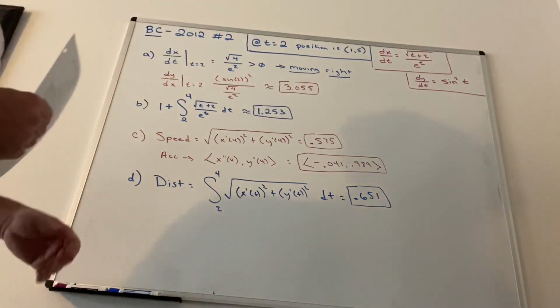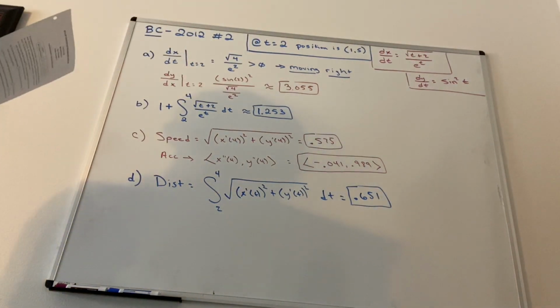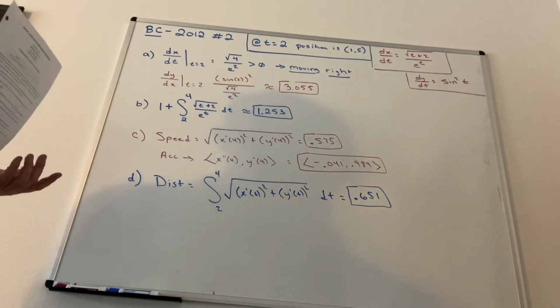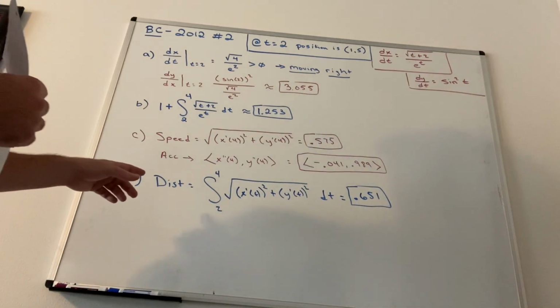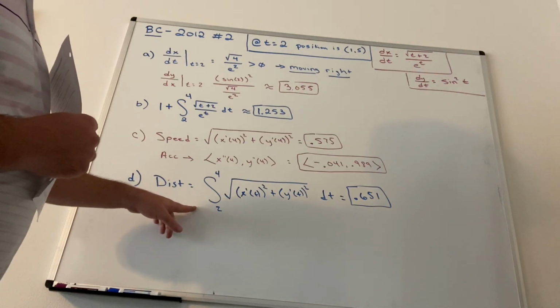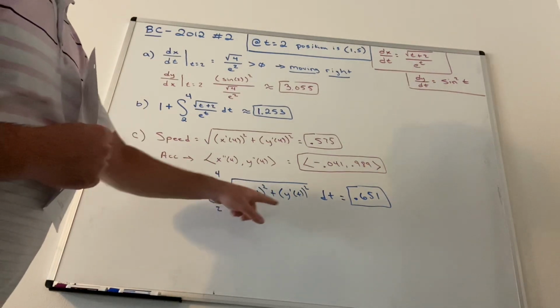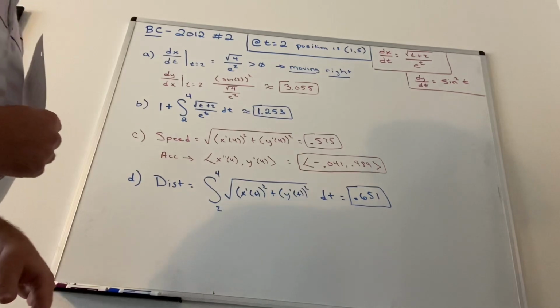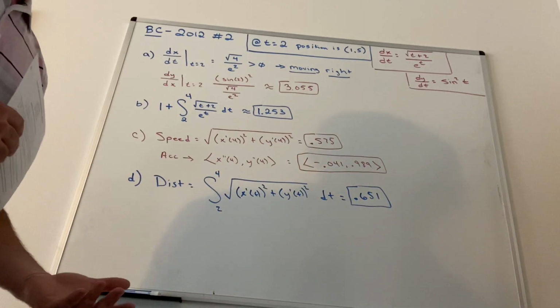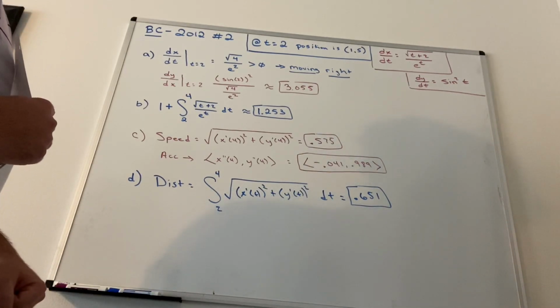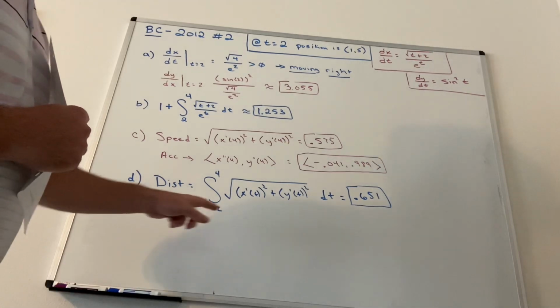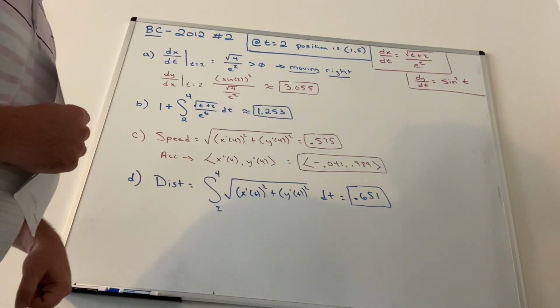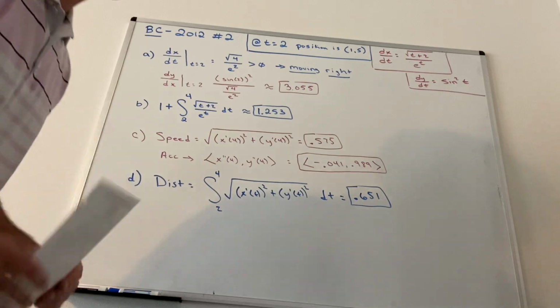Okay? And then part D, it says find the distance traveled by the particle from time 2 to time 4. So again, you have an equation for distance equal to the integration of this, which is basically speed, right? It's because when you integrate speed, you're going to get how far you went. So again, right here, you're just pushing buttons. And when you do, you get 0.651. All right.